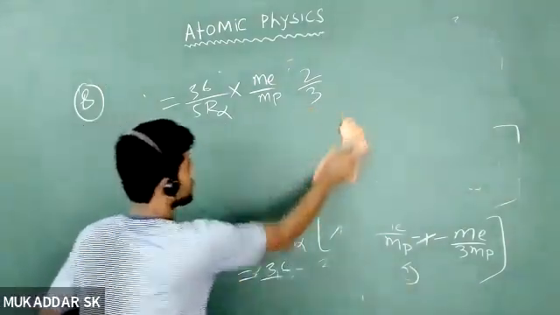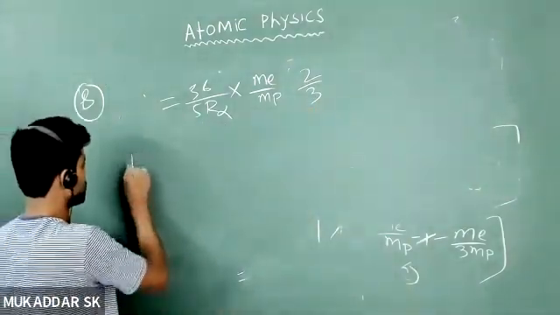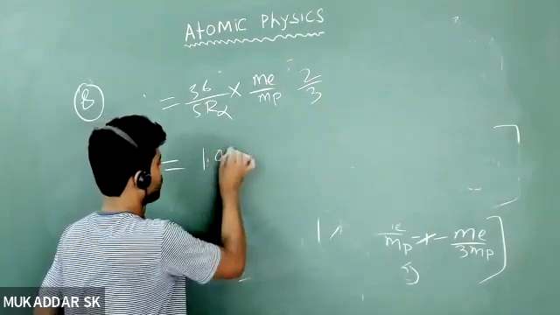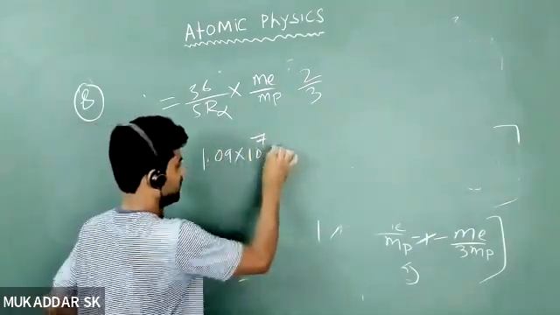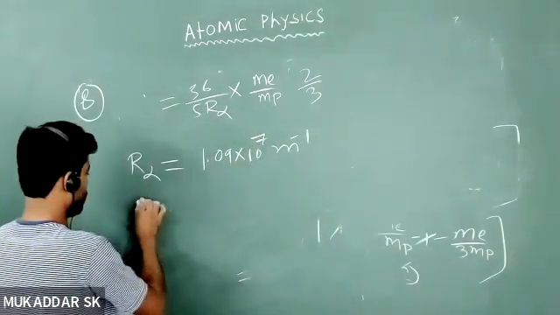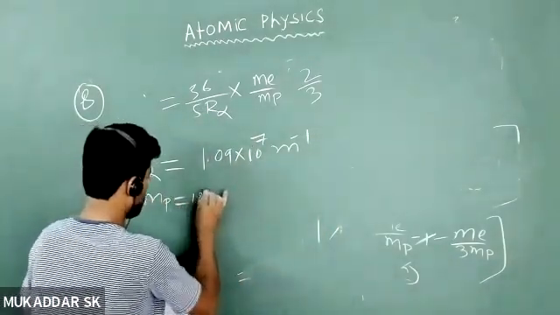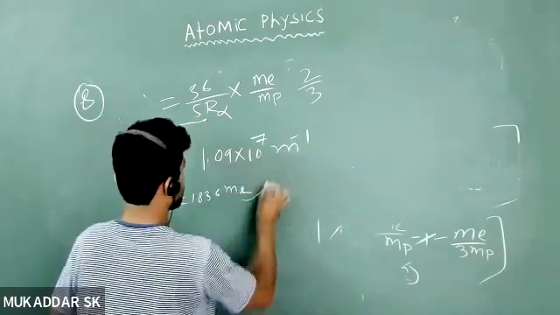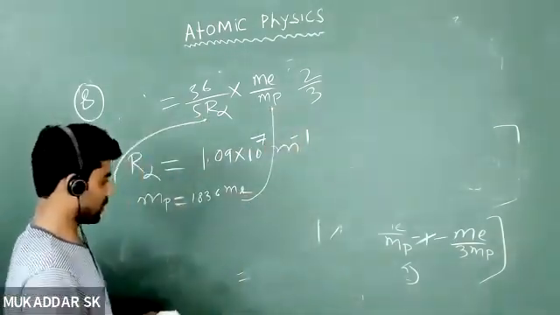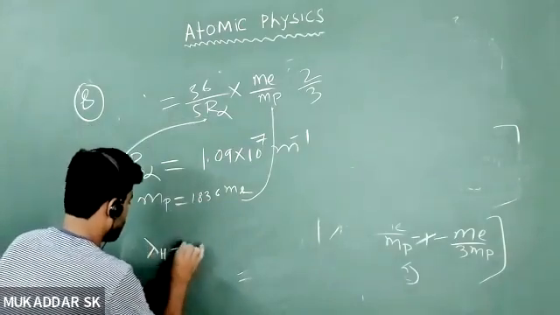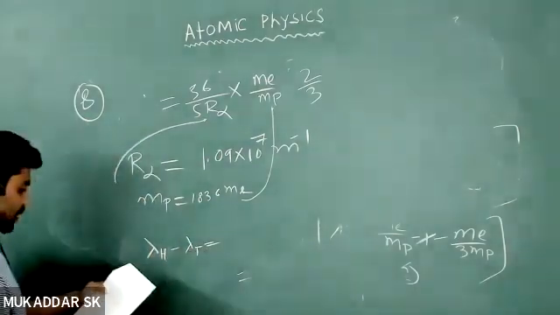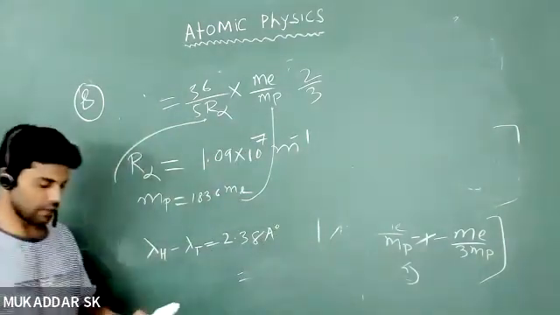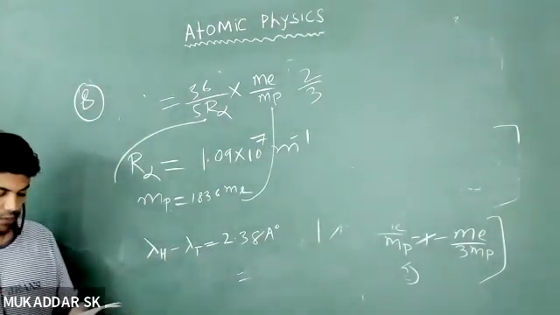Okay. Now you know R infinity is basically how much? That is your standard Rydberg constant value, 1.09 times 10 to the power 7 meter inverse. And you know the mass of proton is 1836 times the mass of electron. I will substitute this value here. Okay, if you substitute it, then you will get lambda H minus lambda T, and that will be nothing but, I have calculated, you can check it, 2.38 angstrom. So the correct option will be again C.